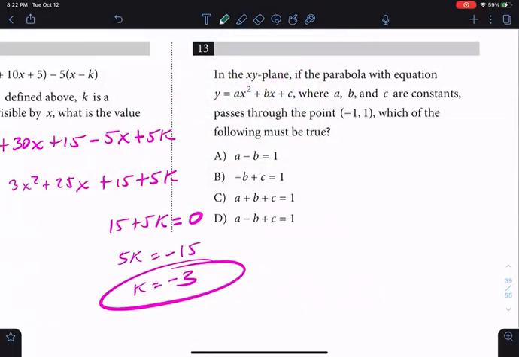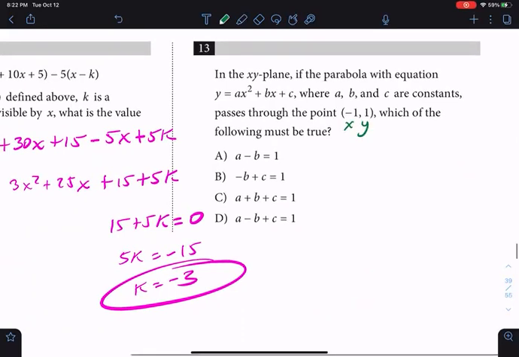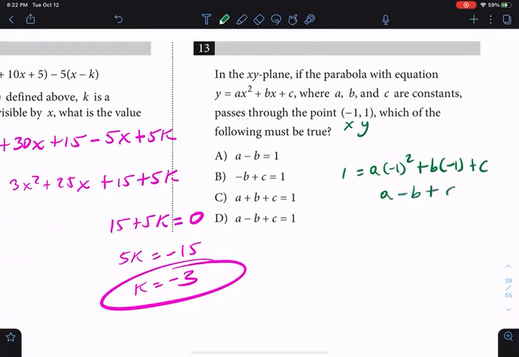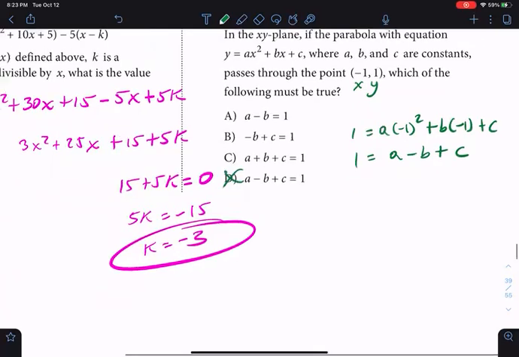They want you to solve this thing, right? So here in the xy plane, the parabola with this equation, where a, b, and c are constants, passes through this point. Remember this is x and y, so just plug it in. So y equals 1, x is negative 1, so this is a times negative 1 squared plus b times negative 1 plus c. So this is going to be a minus b plus c equals 1. So the answer is a minus b plus c equals 1.